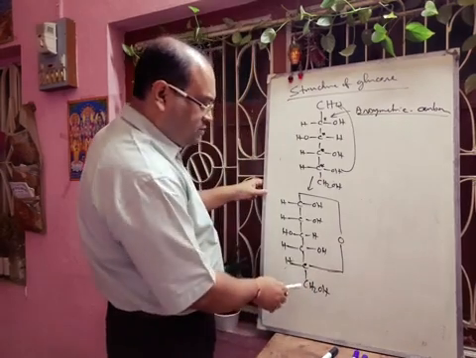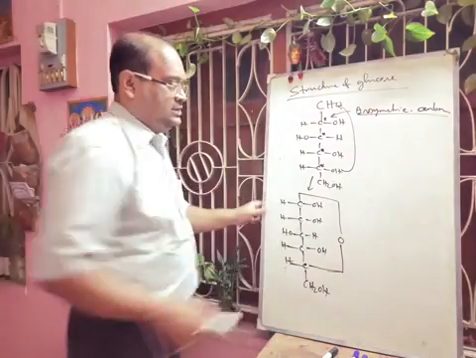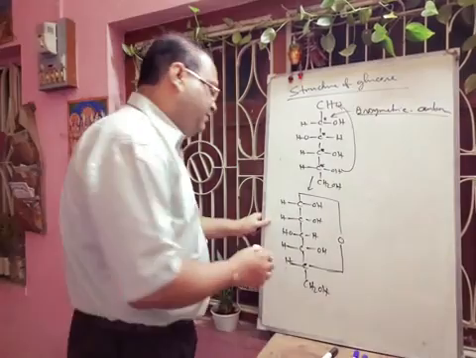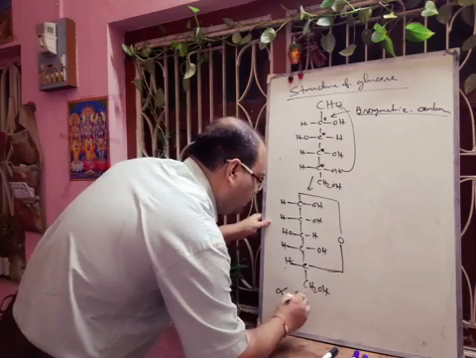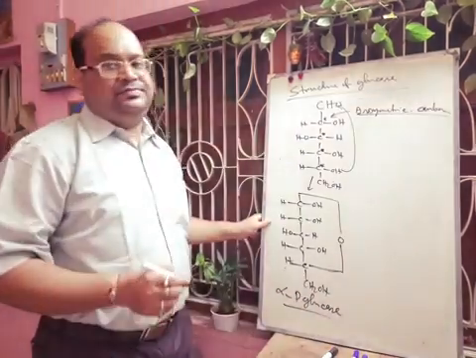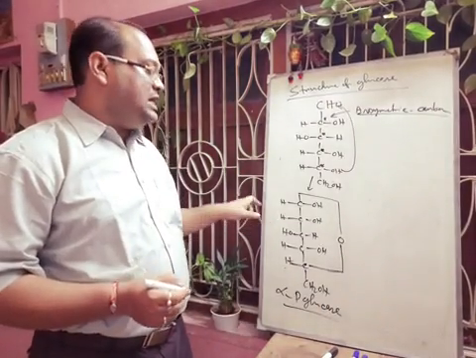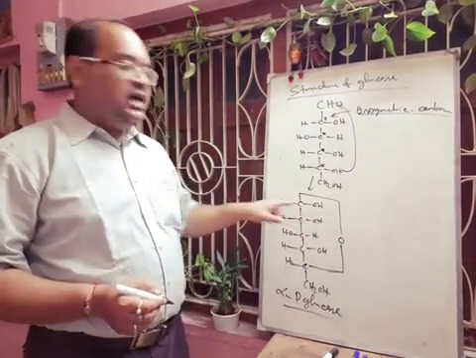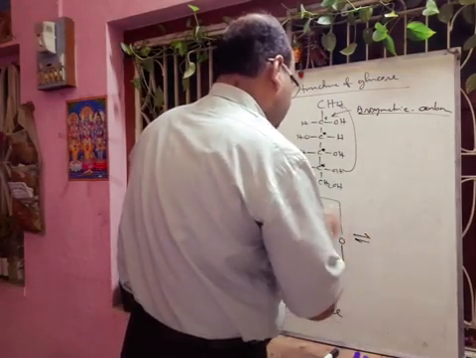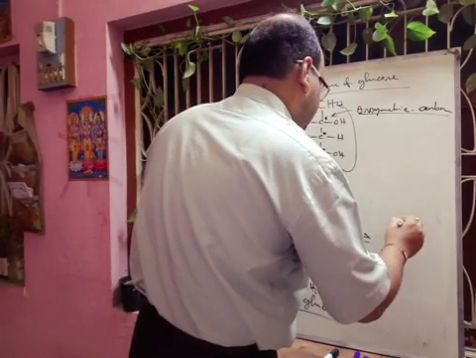So total number of carbon is 1, 2, 3, 4, 5, 6. 6 carbon is there. So this cyclic structure is called alpha-D-glucose. Hope you can understand. And another is there. These OH will be on the left side. They are always in the equilibrium state. Okay. The right side OH will be on the left side.